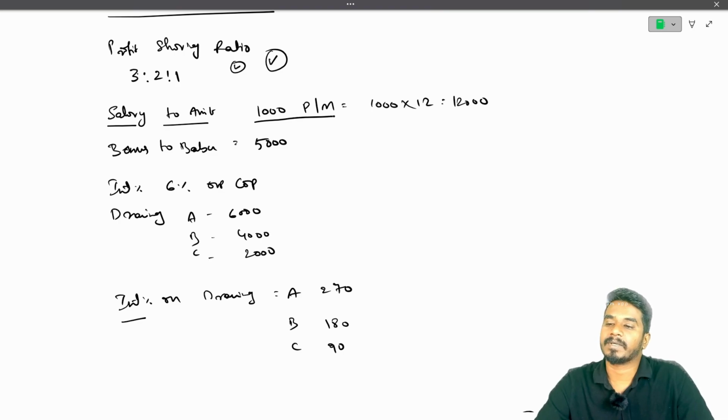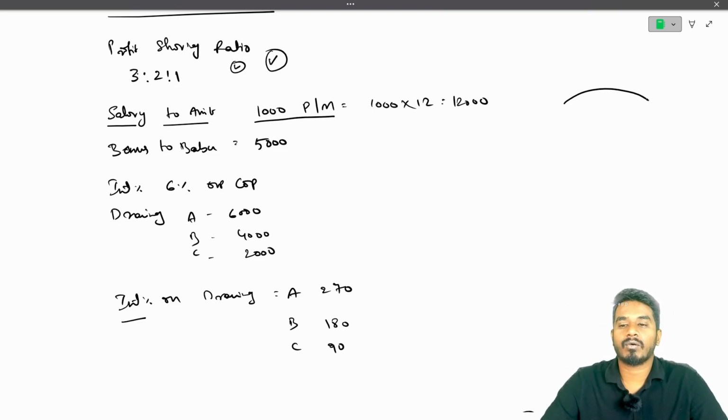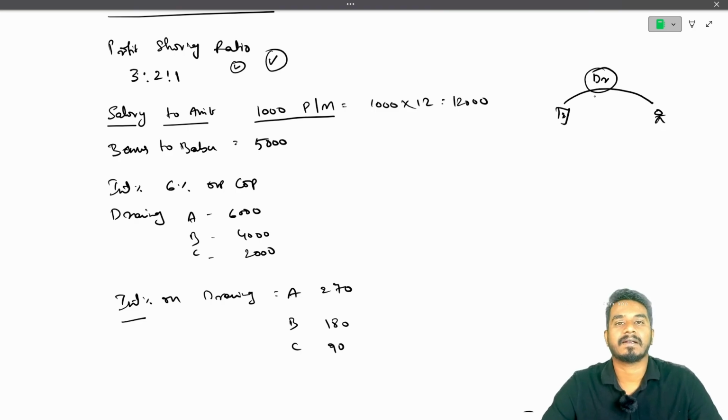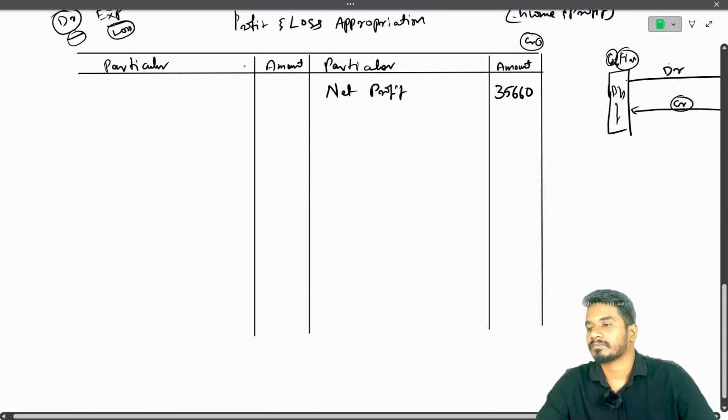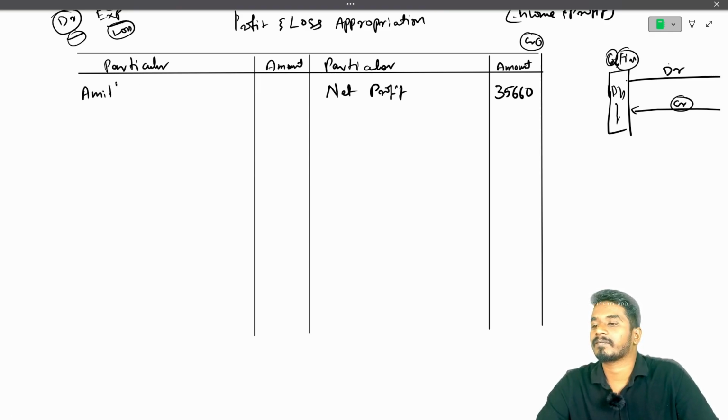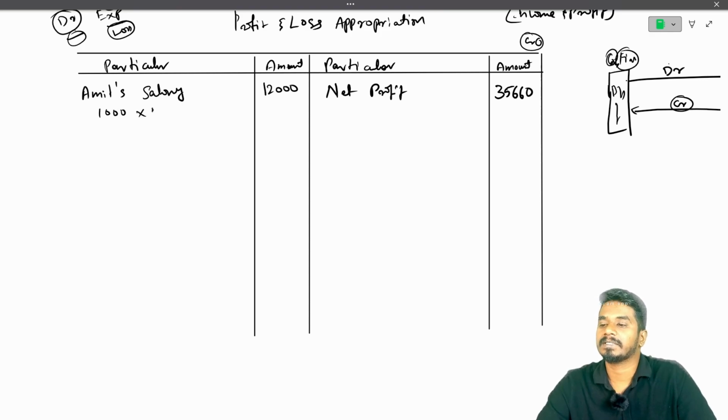So 1,000 rupees per month. Is it going out of the firm? The firm is paying to the partner, correct, which will obviously get debited. That is an expense for the firm. So write Amit's salary. Fine. How much is it? 12,000 rupees. He demanded 1,000 rupees per month. That is for 12 months, it is 12,000.